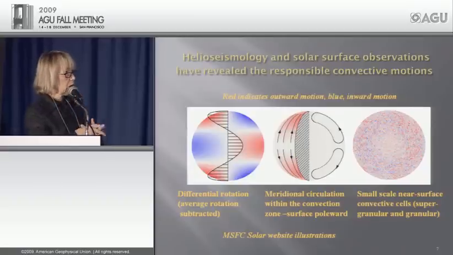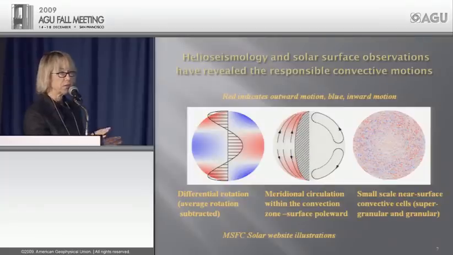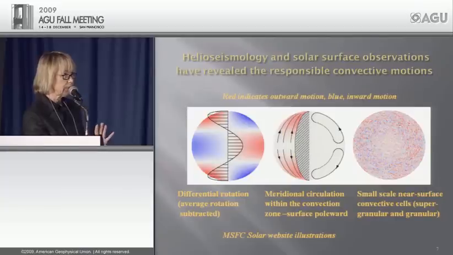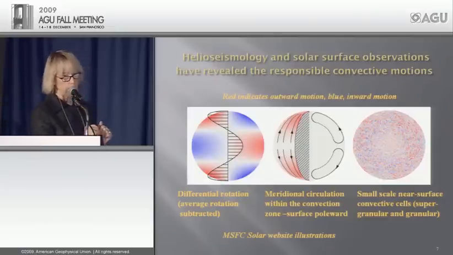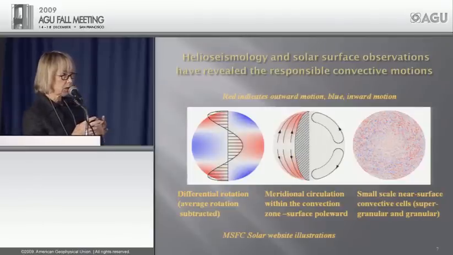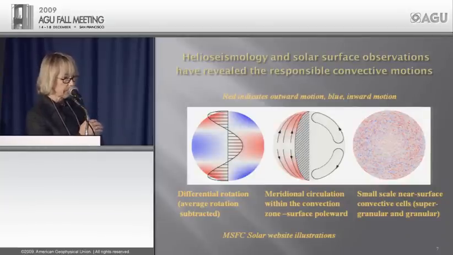Helioseismology and solar surface observations together have revealed the responsible motions for these activities. We have the differential rotation on the left. In the middle, the meridional circulation in the convection zone is a key player. And then there's a shallow convection pattern due to granulation and supergranulation that's causing a diffusive kind of motion of that surface field as well. And by the way, that's instrumental in bringing positive and negative fields together and doing cancellation and removal of flux from the surface.